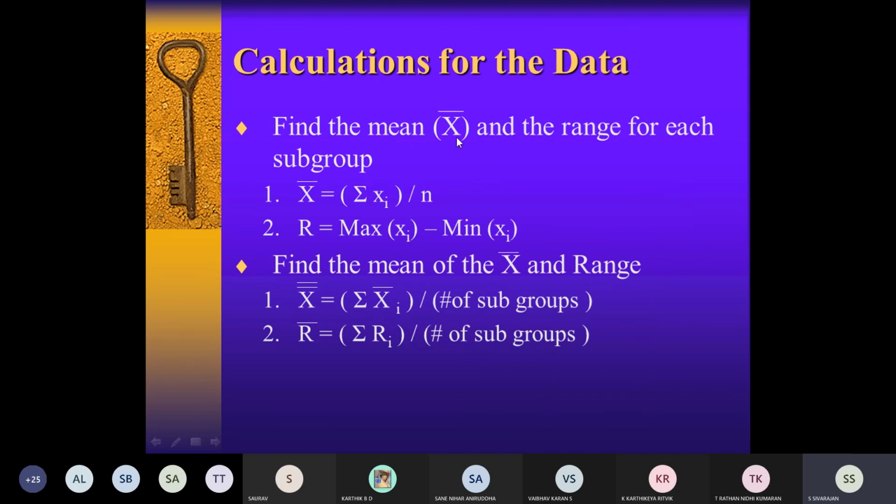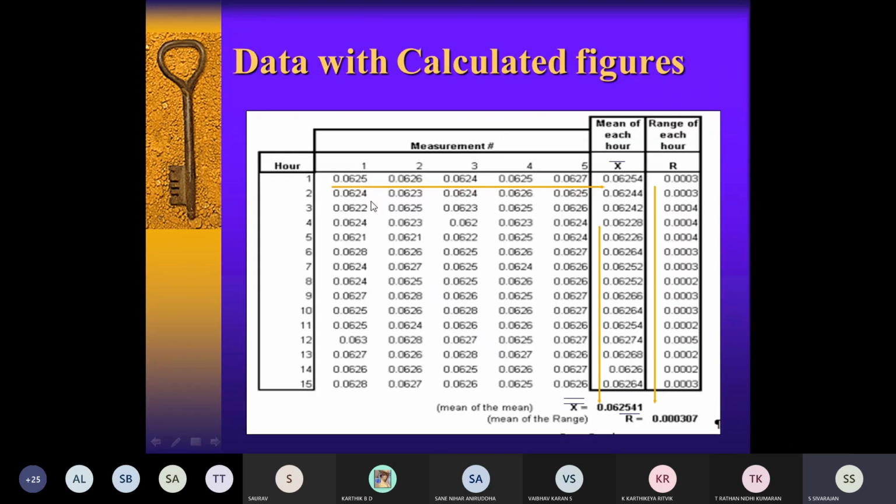So we have to find out the X bar average. Range is nothing but maximum minus minimum. Average means sigma, you add them and divide by n. Then find the mean of X bar and the mean of range. So first hour, I add all the values and divide by 5. The range: maximum 0.62667, minimum 0.624, so the range is this much. This way we can find the mean of the means and everything.